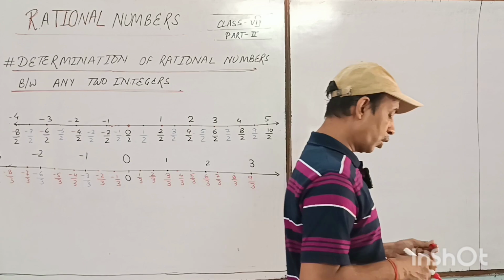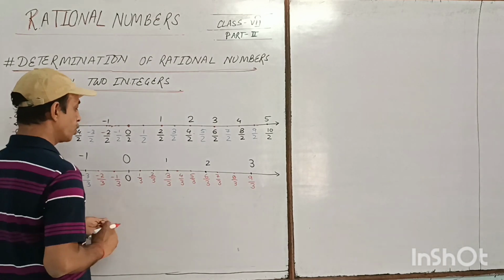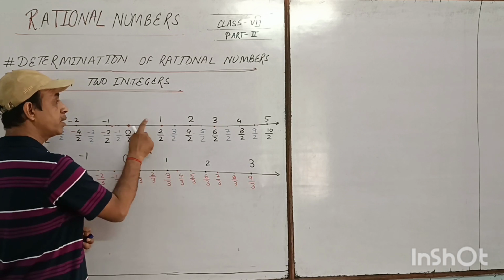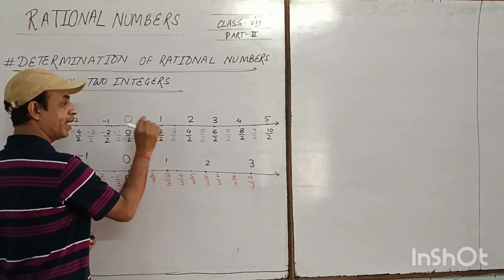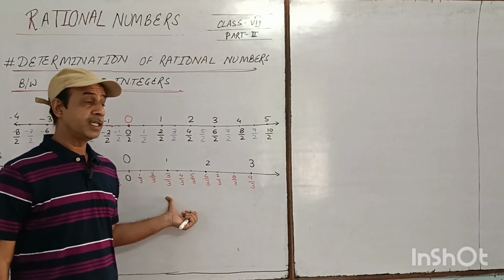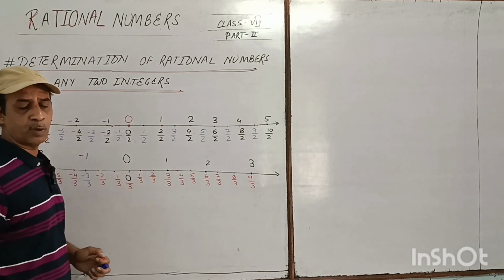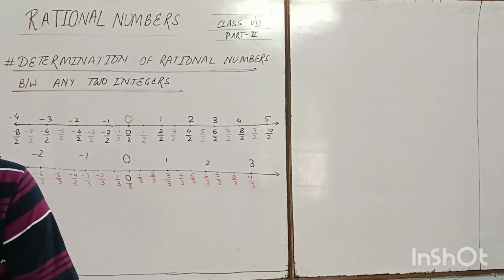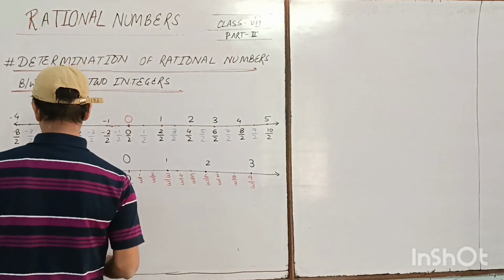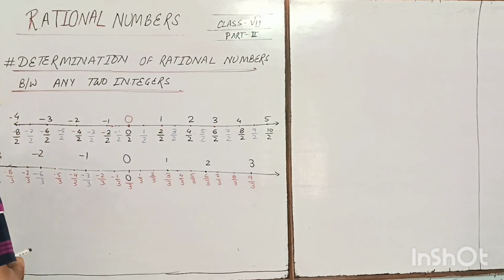Now, what have we seen here? Between the two consecutive integers, two rational numbers have been inserted. Earlier it was one rational number with the denominator as 2. Now each integer has been written with the denominator as 3. Again, 0 can also be written as 0 upon 3. The same thing can be done again. Let's take one more example.